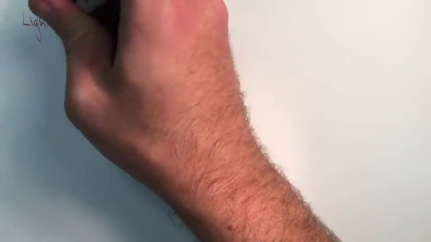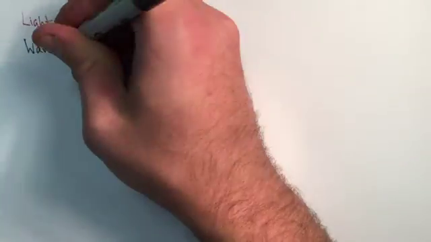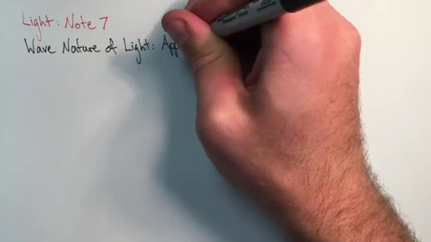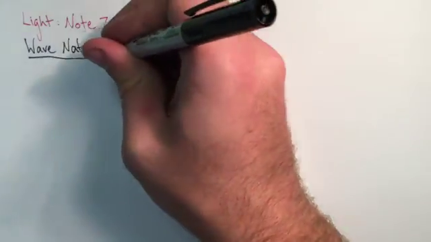Grade 12 Physics, Light Note number 7, The Wave Nature of Light Applications. In this note, we're going to look at something called thin film interference.